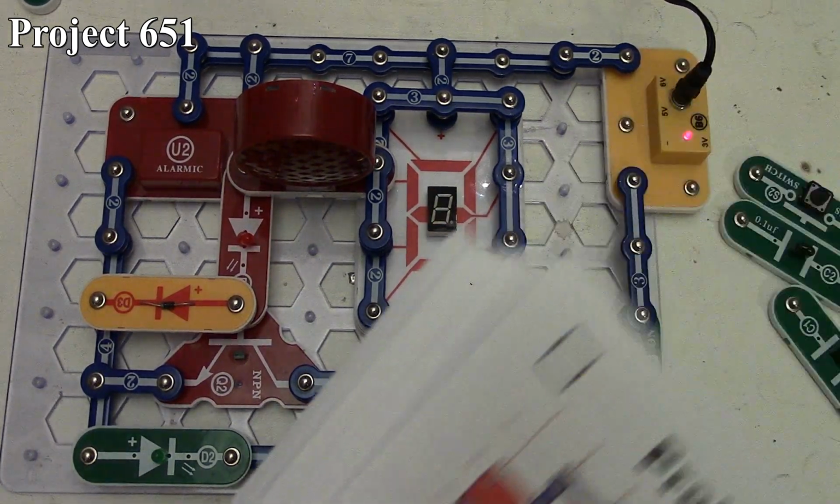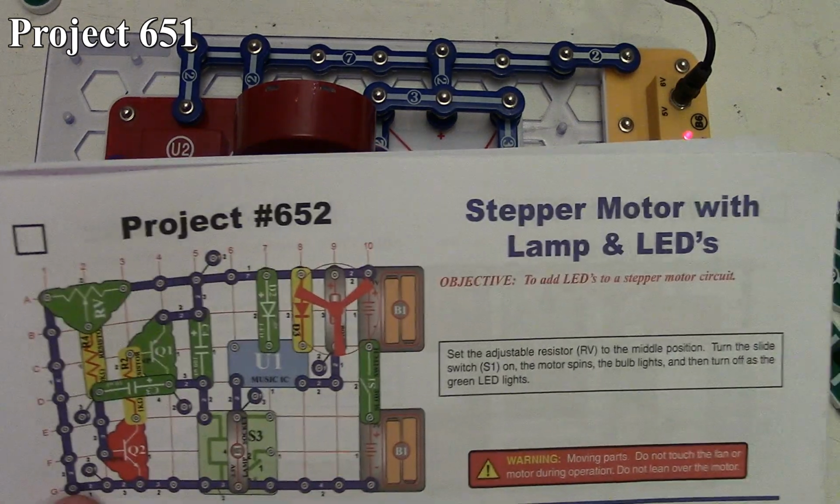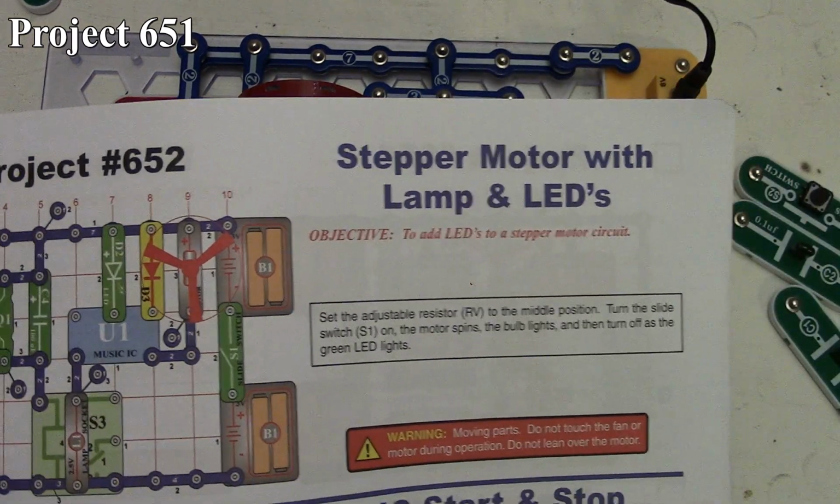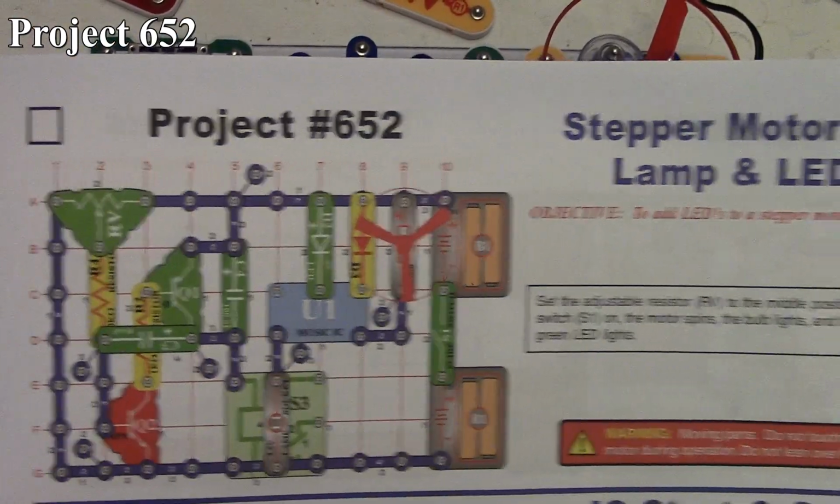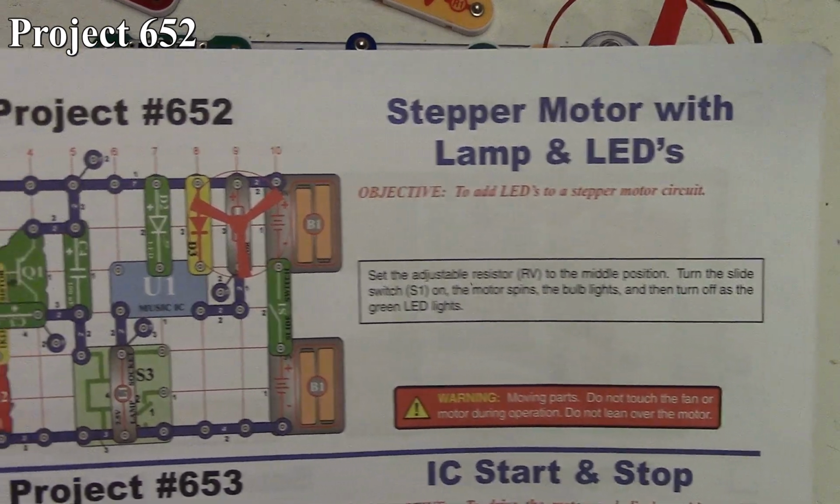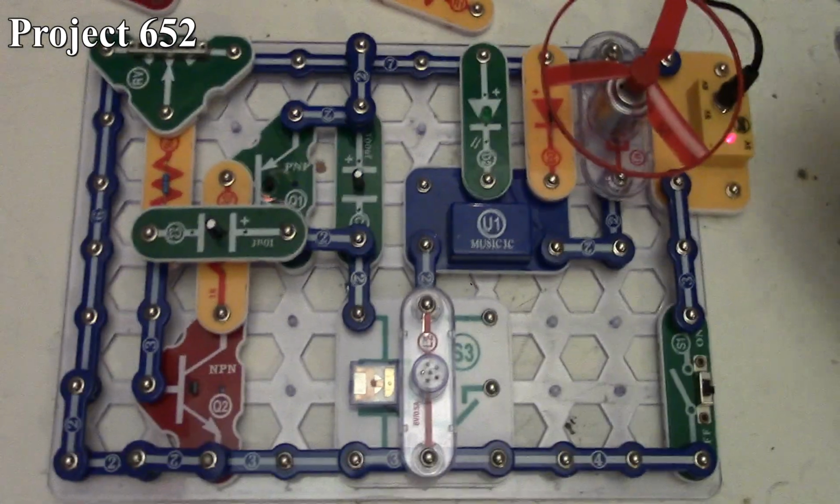So that's how Project 651 works. And now we're going to look at Project 652, which is the stepper motor with lamp and LEDs. So here we are at Project 652, the stepper motor with lamp and LEDs. There it is in the book, and here it is on the board.